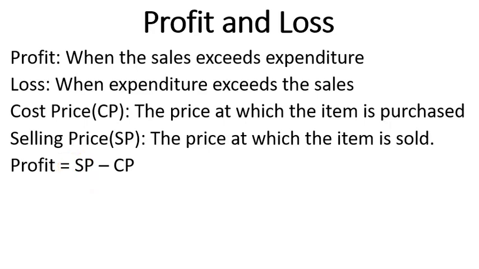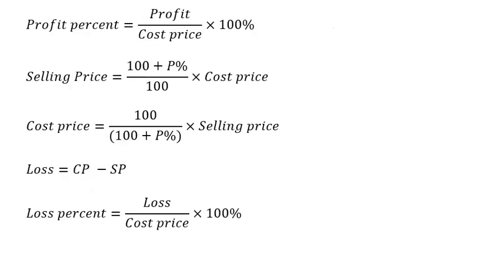Let's look at how profit and loss are calculated. So I have some simple formulas. Profit percent is the profit over cost price times 100%. Selling price is 100 plus profit percent over 100 times cost price. Cost price is 100 over 100 plus profit percent times the selling price. Loss is cost price minus selling price. That is where the cost price is greater than the selling price. So if it happens otherwise, then we have a profit.